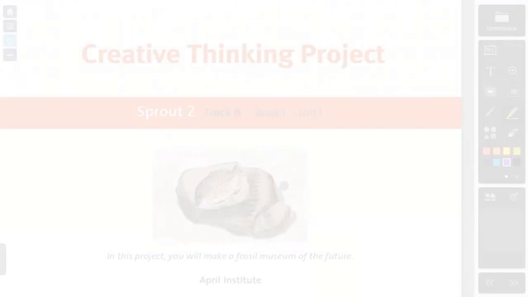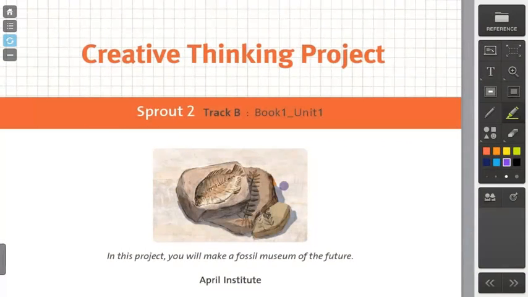The first step of the creative thinking project for Sprout and Sapling levels, Unit 1, Week 1, is to introduce the topic of the project as well as teach the thinking tool. Now, it's important to keep in mind that throughout your time as a teacher, you're going to experience many different topics as well as many different thinking tools.